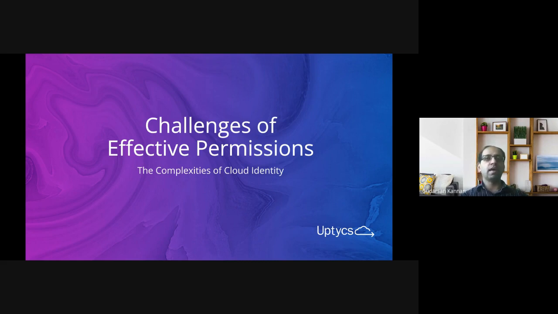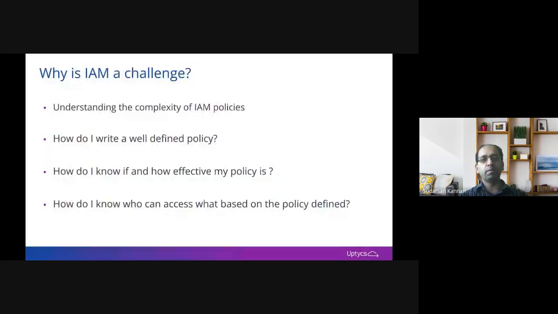As an IAM practitioner, if I'm new to cloud, if I'm coming from the on-premise side, I don't know how to define a policy, right? How do you write a well-defined policy? Next thing is, even if I do write a well-defined policy, how do you know if it's actually working? How do you know how effective that policy is?